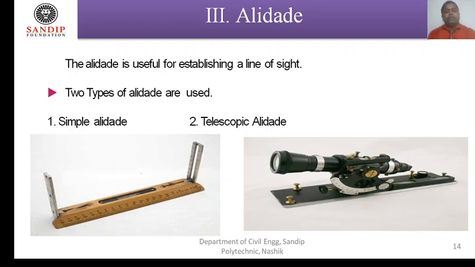Whenever the object to be bisected is in the line of eye level, then we can use simple Alidade. But when the object to be bisected is at higher elevation, then we have to use this telescopic alidade. In case of telescopic alidade, we can rotate the telescope about horizontal axis in vertical plane, so that we can bisect any highest object, that means top of building, top of tower.